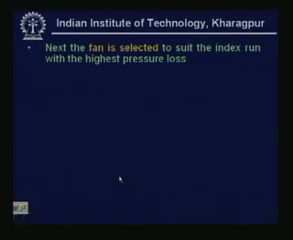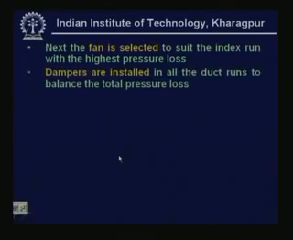Next, the fan is selected to suit the index run with the highest pressure loss, as before, and dampers have to be installed in all the other duct runs to balance the total pressure loss. So, in brief, this is the equal friction method.